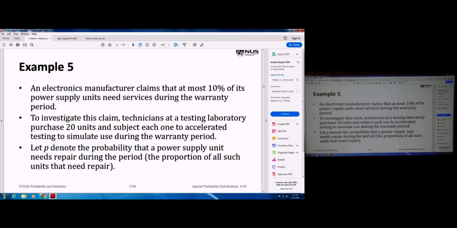Okay, example 5. So you have an electronics manufacturer and they claim that at most 10% of its power supply units need servicing during the warranty period. Okay. So we want to investigate this claim, and technicians at a testing laboratory purchased 20 units, and subject each one to accelerated testing to simulate the use during the warranty period. I don't know how that works, but there's some way to do it. So we suppose P is the probability that a power supply unit needs repair during the period. Okay, the proportion of all such units that need repair.